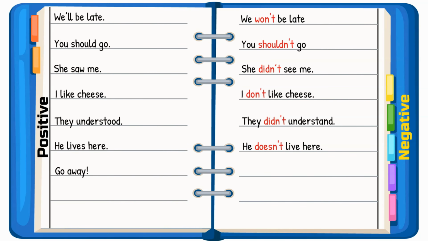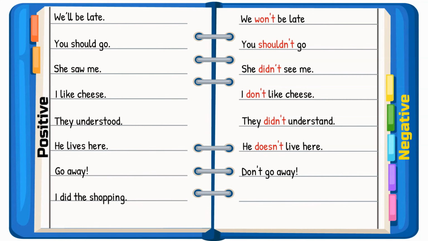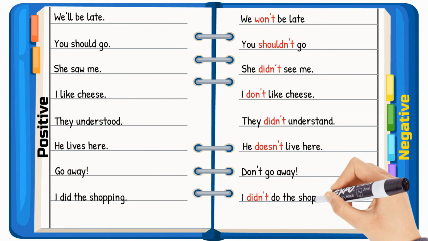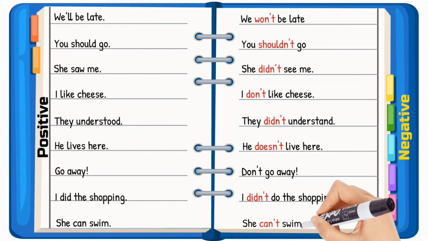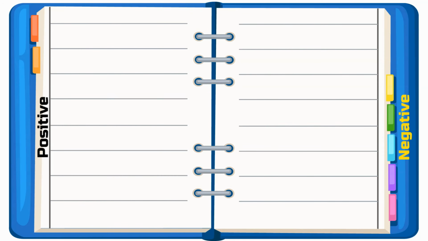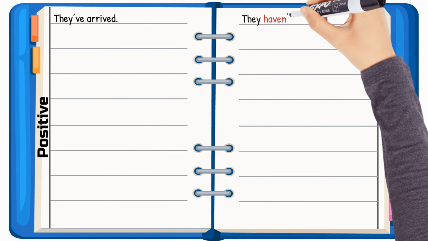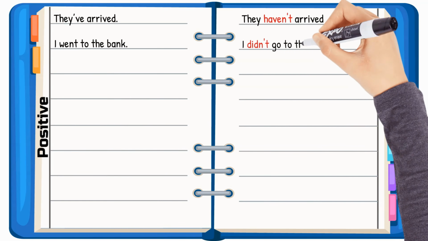Go away. Don't go away. I did the shopping. I didn't do the shopping. She can swim. She can't swim. They've arrived. They haven't arrived. I went to the bank. I didn't go to the bank.